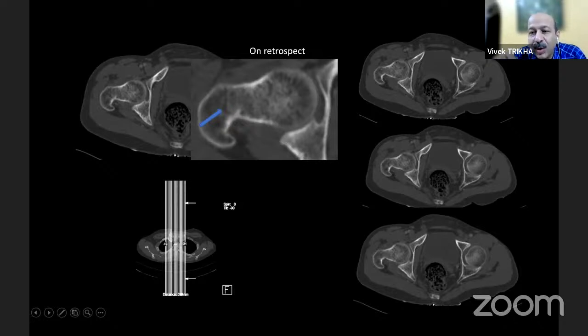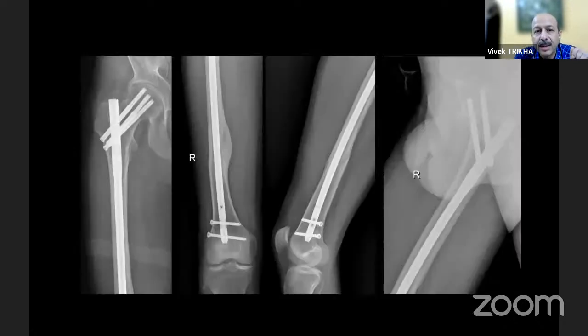So what we need to understand is that in retrospect, we were able to see a fracture line, a hairline fracture, which sometimes gets missed in spite of getting a CT scan. You just see a buckling of the posterior cortex of the neck in one or two cuts, and the rest of the cuts look normal. And then you are in for a surprise.